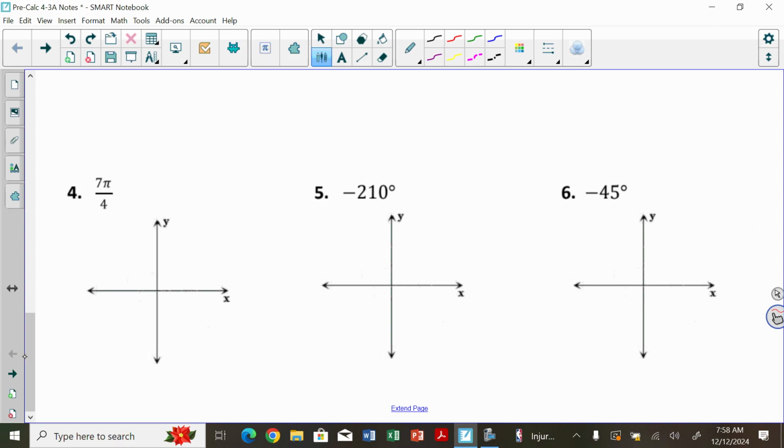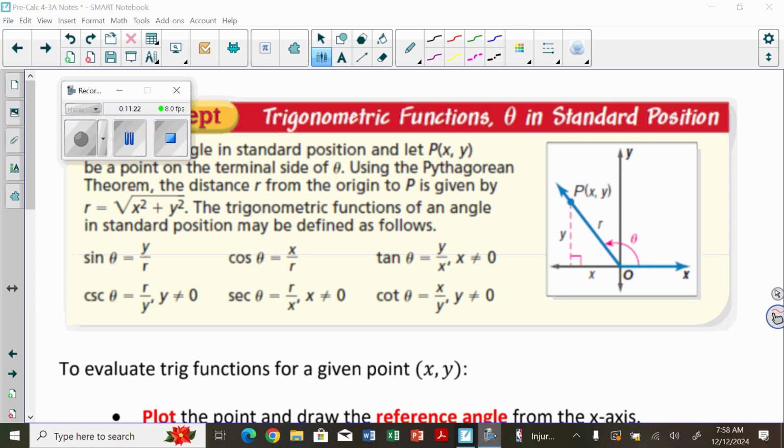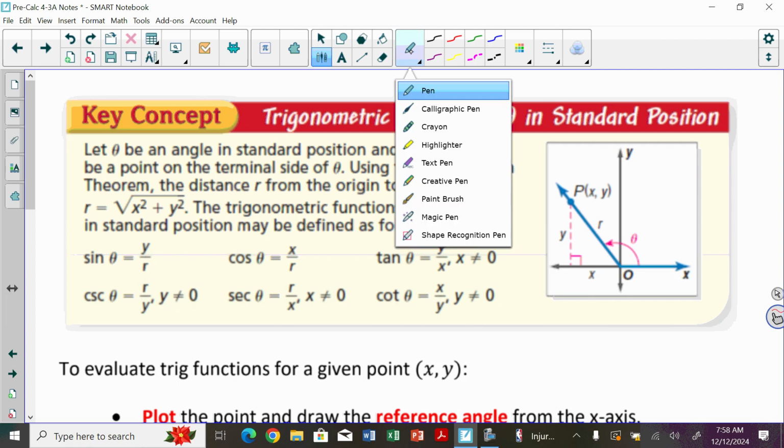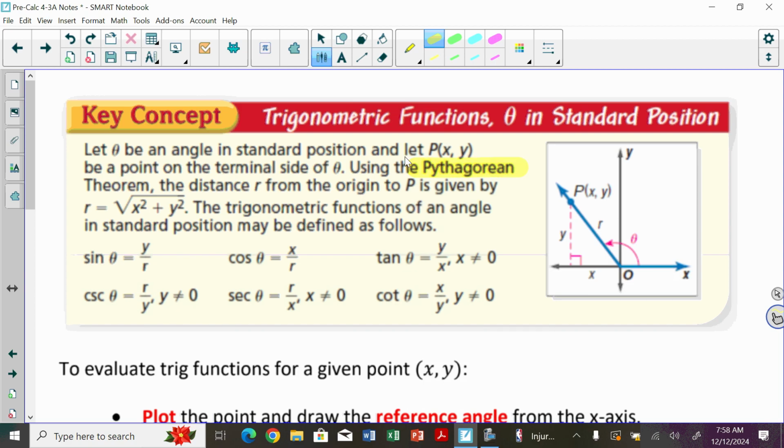All right, now we want to get into some other stuff here. We're already at 11 minutes. So now let's talk about the trig functions. If we have an angle theta in standard position, then we can let any point be (x, y) on the terminal side. We can find some different distances with the Pythagorean theorem. This is a lot of text here, but just get the idea that we're going to use the Pythagorean theorem, find the distance, and then we can get the trig functions by using these things.